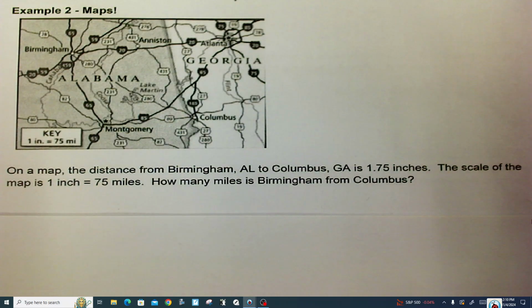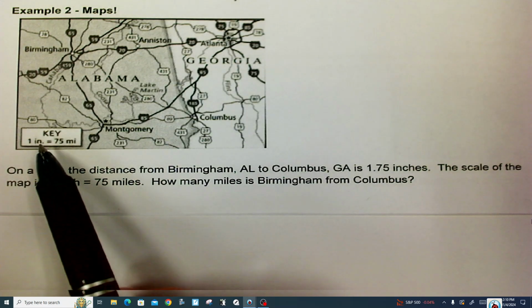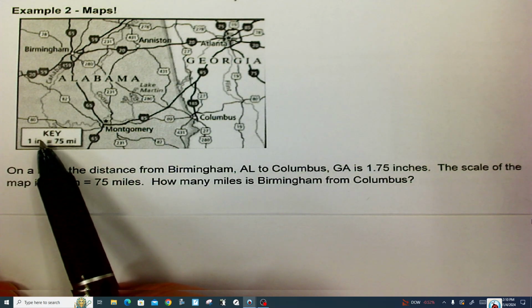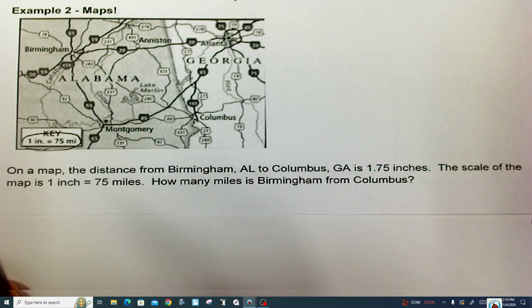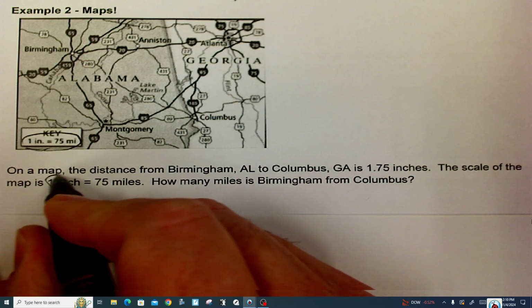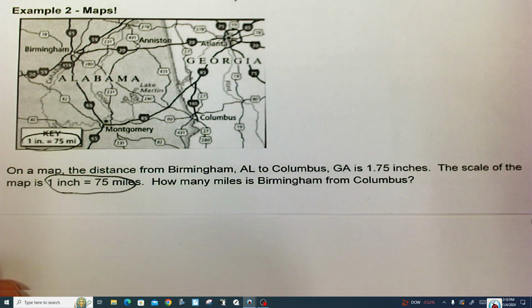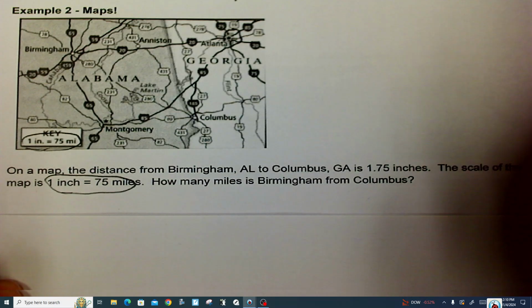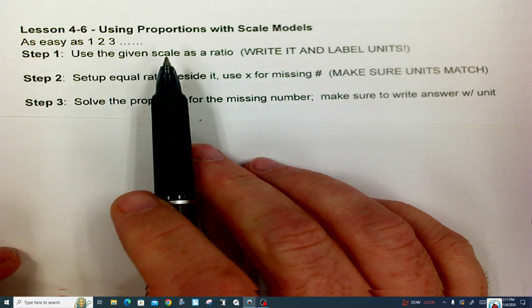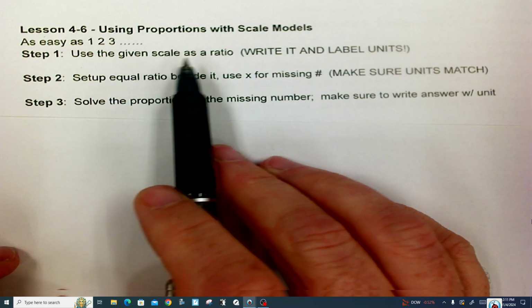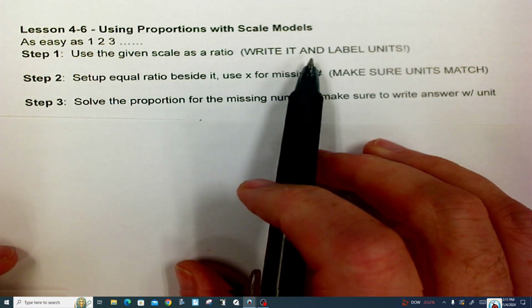Maps. It is a perfect use of scale. And here is the key, or in other words, we could call it our scale, and it equals 1 inch equals 75 miles. They also gave that to us in the problem right there. So if we went back and looked at our 3 easy steps, if they give you the scale, write it as a ratio and label it.